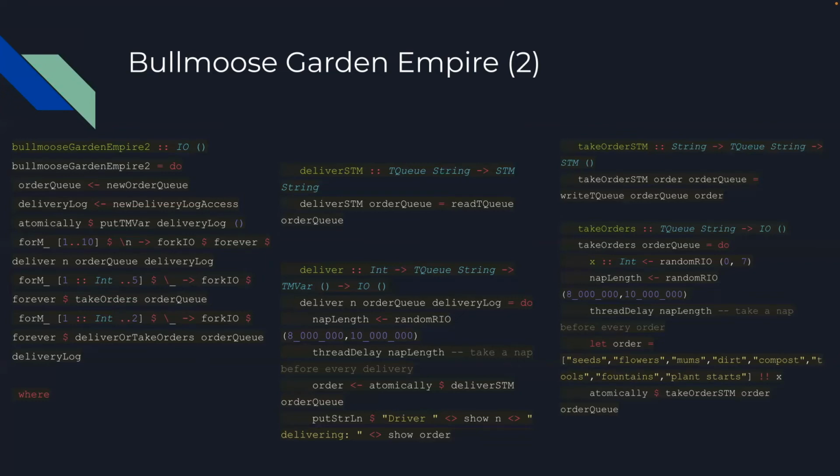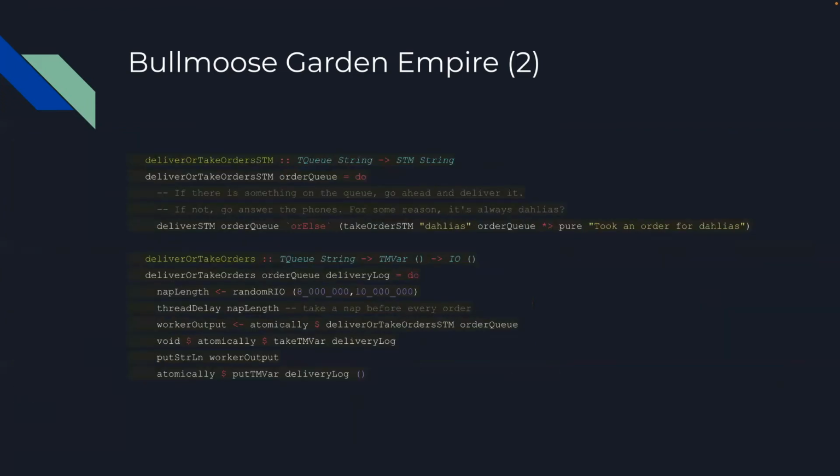We're going to create that delivery log access here just for making sure that the printing is really easy. We'll do similar things with delivery and taking orders, but I've broken out the base actions in STM here into their own functions that you can see are in the STM monad. And then we're going to write this new thing, deliver or take orders STM, which is just a combination of those 2 things tacked together with the orElse that comes from the STM library.